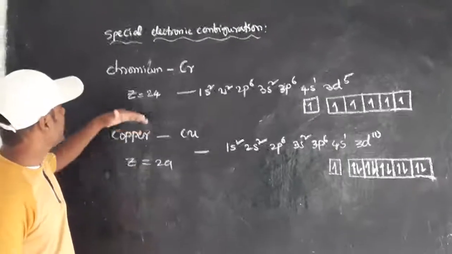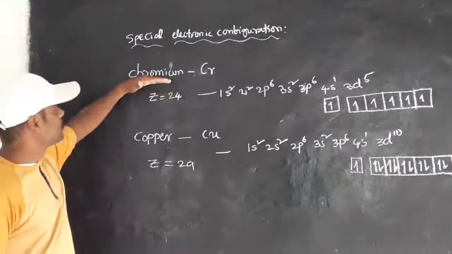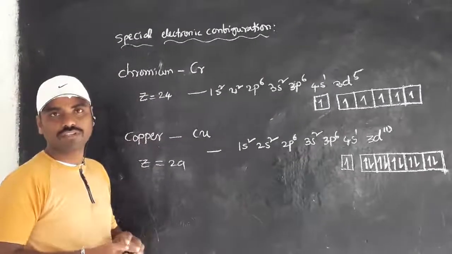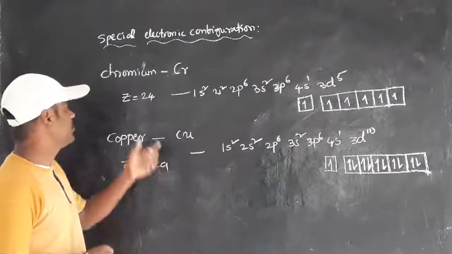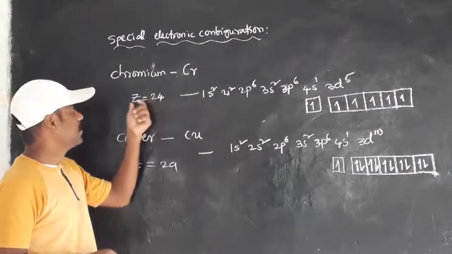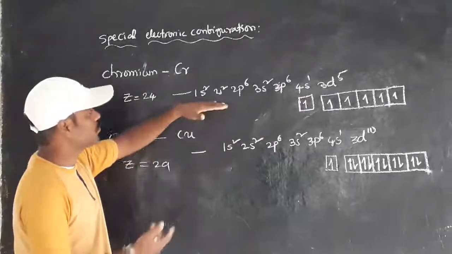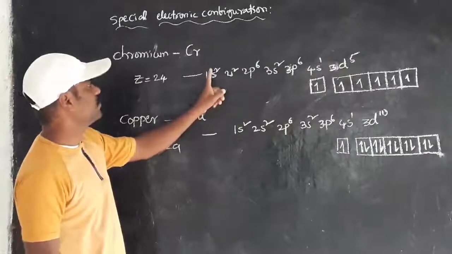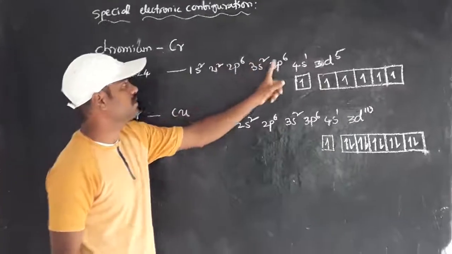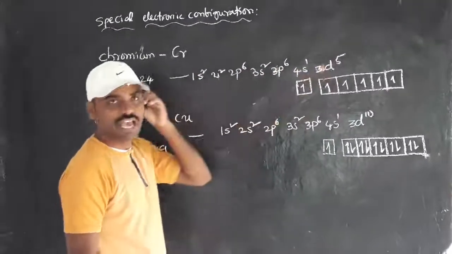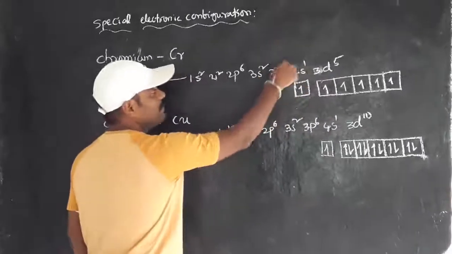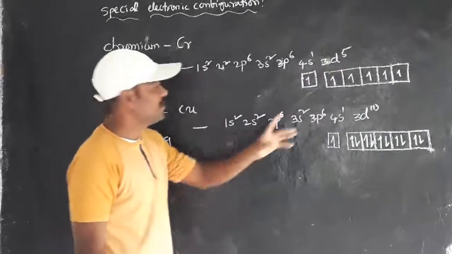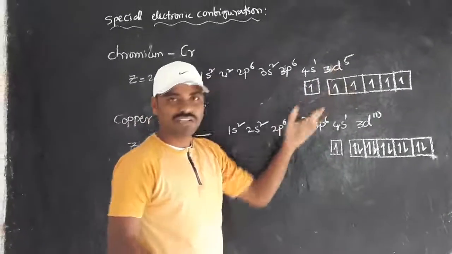But if you take two atoms, one is chromium and the other is copper, these two show a different or special electronic configuration. Chromium has atomic number 24. The configuration of chromium would be 1s2, 2s2, 2p6, 3s2, 3p6, 4s1, 3d5. Actually, here 4s should be completely filled. If it is completely filled, we have only 4 electrons in 3d, and is the d orbital then degenerate, or not?